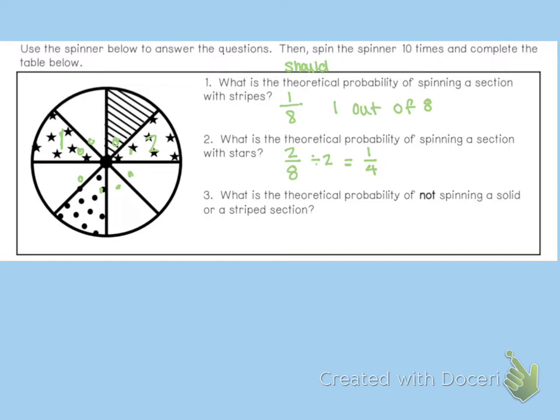And then what is the theoretical probability of not spinning a solid or a stripe? So that means that we spin anything except for solids and stripes. Well, so this is not a solid or stripe, this is not a solid or stripe, and this is not a solid or stripe. So we have a 3 out of 8 chance of spinning that.